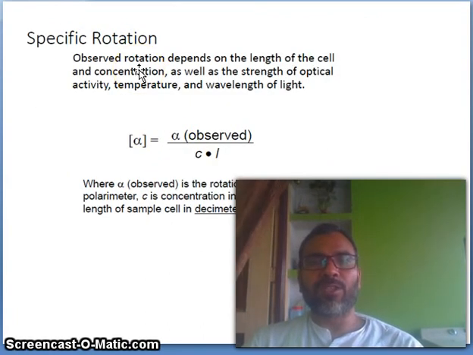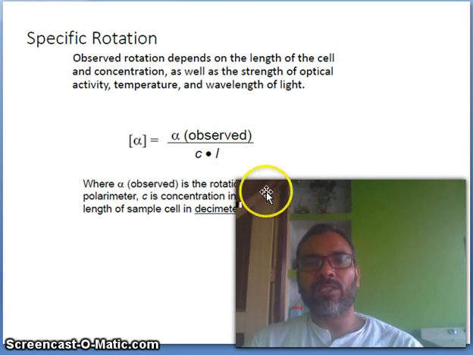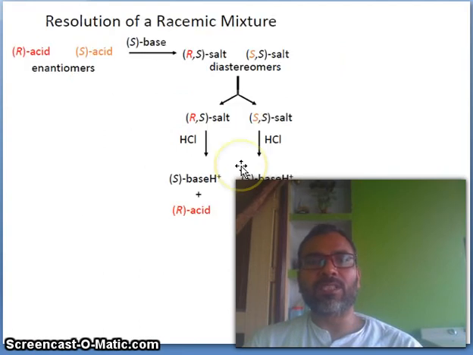What is the specific rotation? The observed rotation depends on the length of the cell and concentration, as well as the strength of optical activity, temperature and wavelength of light. You see the specific rotation is alpha observed divided by C times L, where alpha observed is the rotation observed in the polarimeter, C is concentration in gram per ml, and L is the length of the sample cell in decimeter. This is always in decimeter.